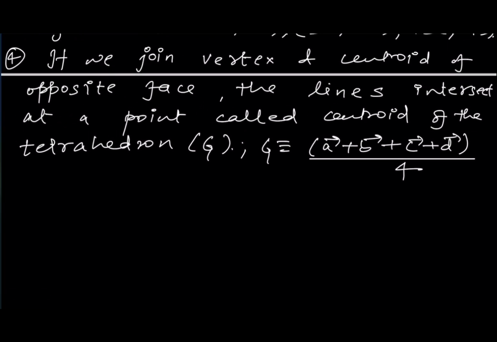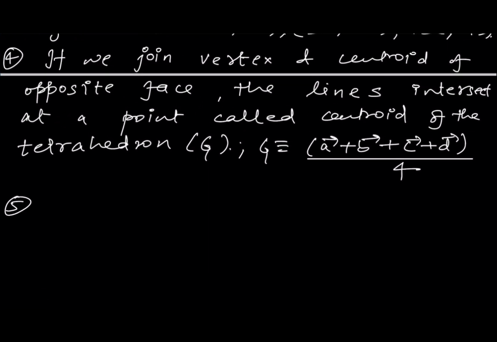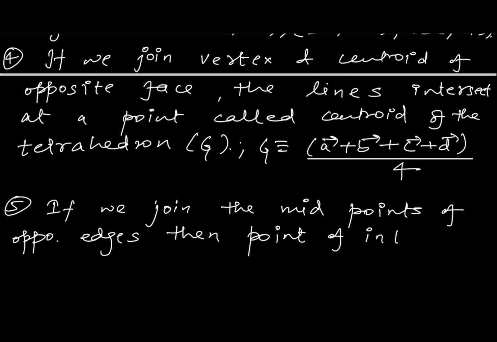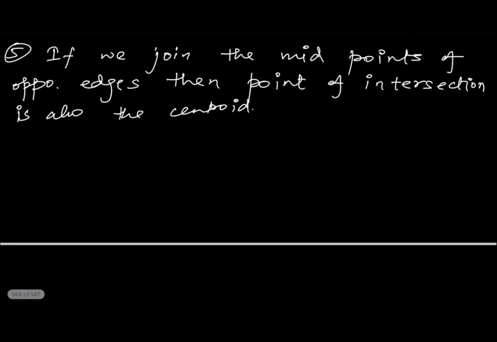Also, point number 5 is if we join the midpoints of opposite edges, then the point of intersection is also the centroid. Okay. Now let us take a question based on tetrahedron.